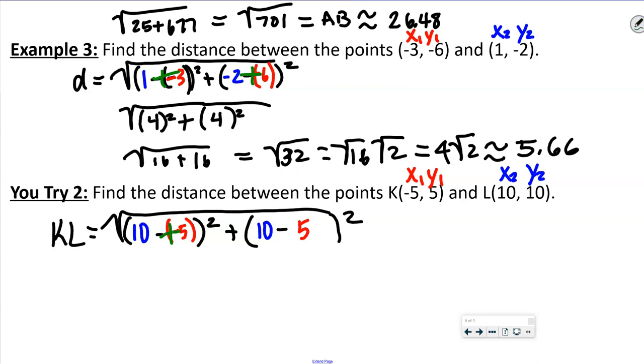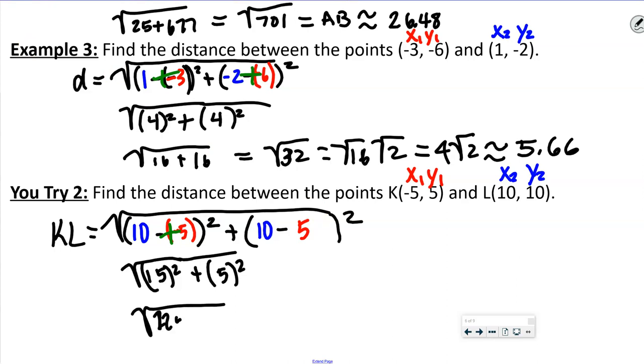So this is going to be the square root of 15 squared plus 10 minus 5 is 5, 5 squared. So that's going to be the square root of 225 plus 25. So that's the square root of 250, and hopefully all of y'all can see that 25 would be a factor of that.